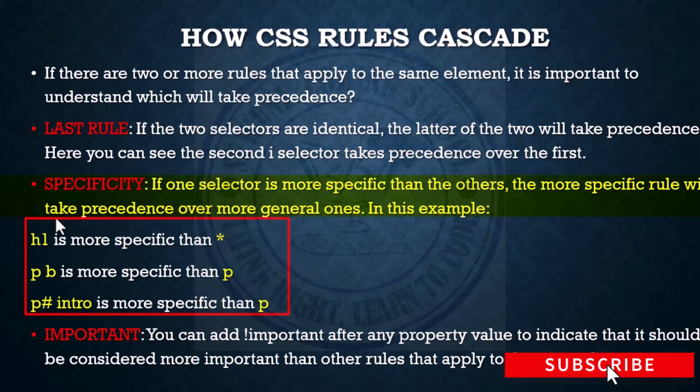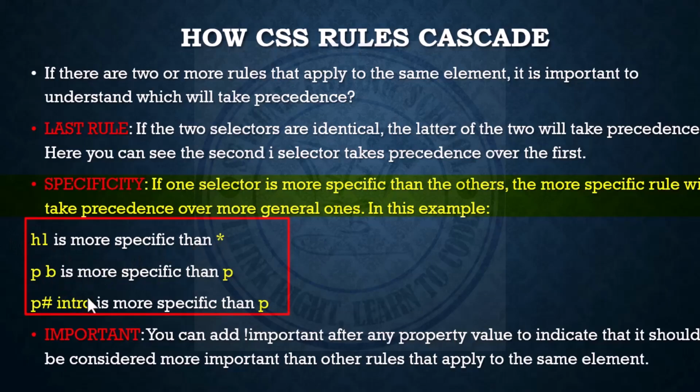H1 as we see it here is more specific than the asterisk. I told you the asterisk is what? It's a universal selector. This applies to almost every element, but this is more specific. So if the rule applies the same to both of them, it will take what? This will take precedence over that.